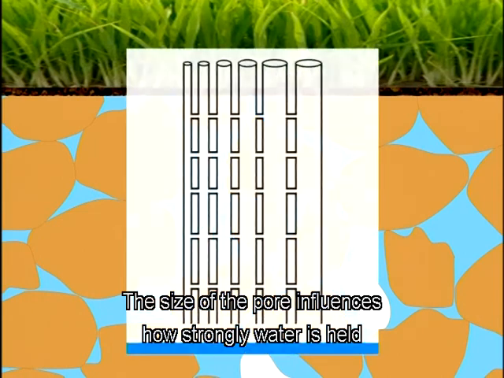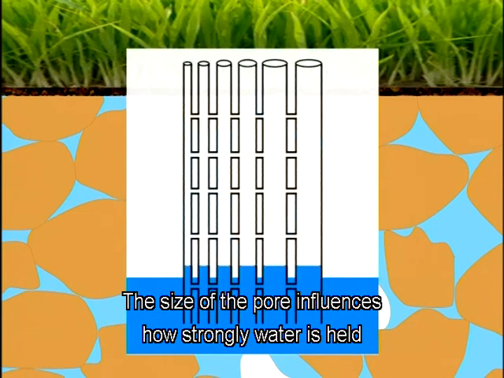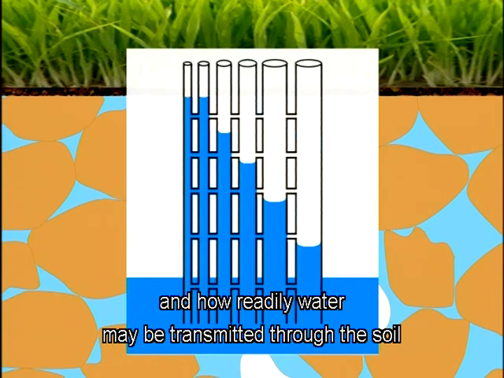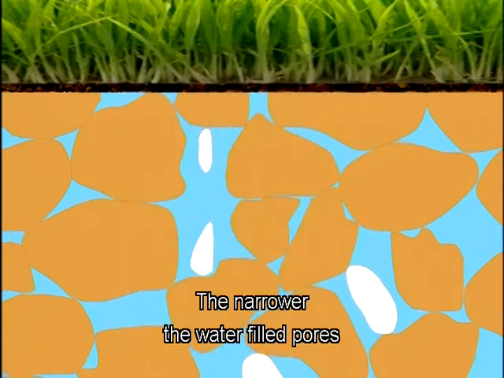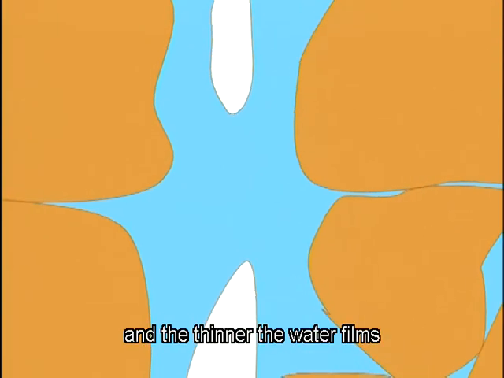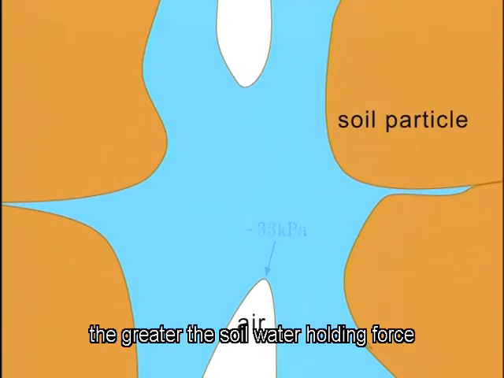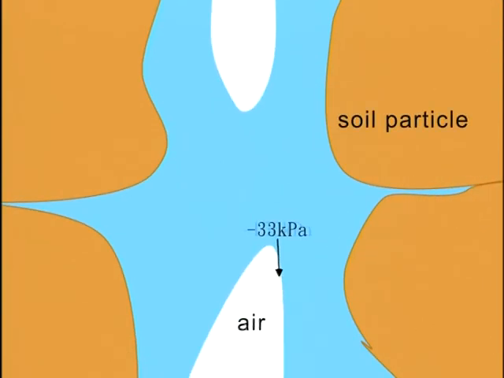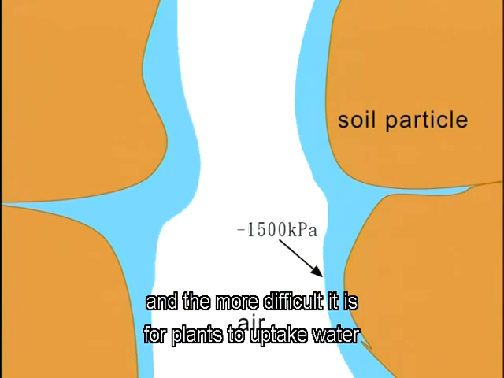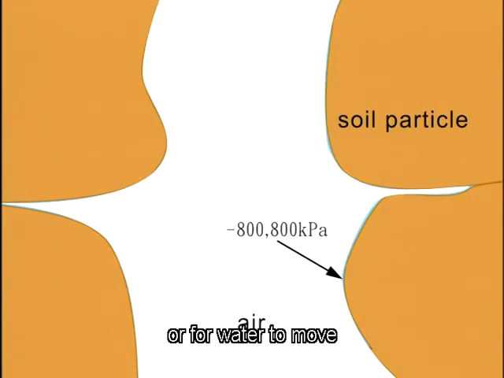The size of the pore influences how strongly water is held and how readily water may be transmitted through the soil. The narrower the water-filled pores and the thinner the water films, the greater the soil water holding force, and the more difficult it is for plants to uptake water or for water to move.